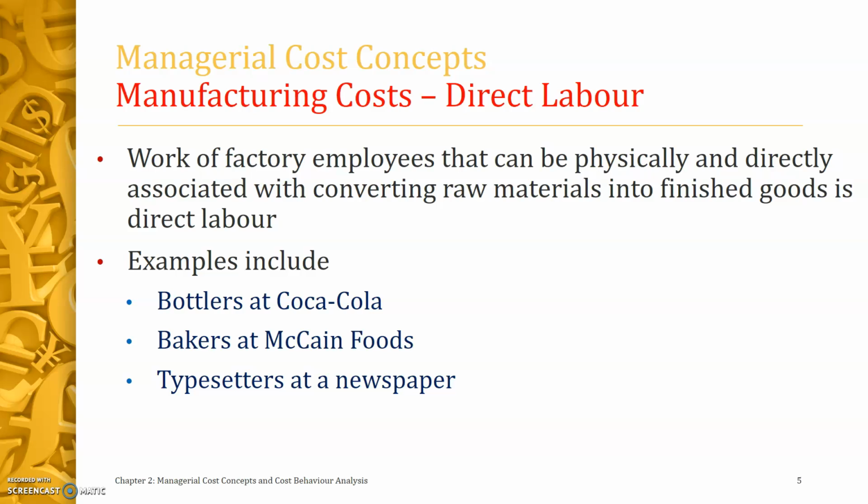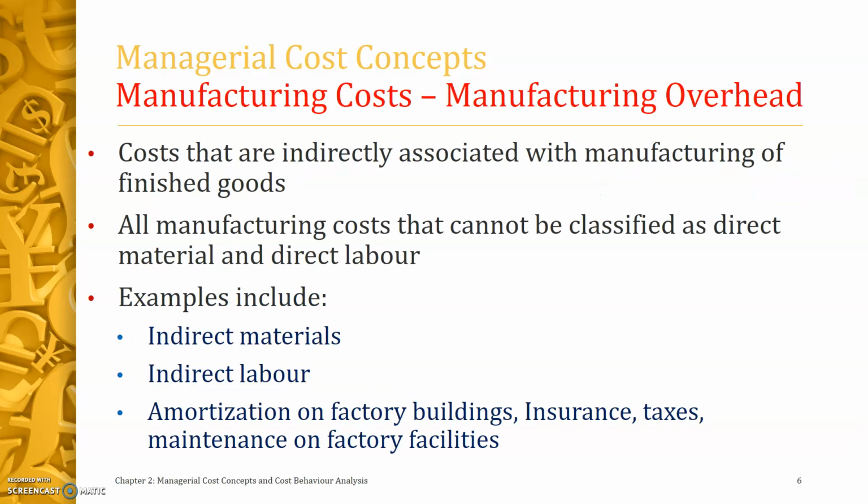The second class in the three classes of manufacturing costs is direct labor. The work of factory employees that can be physically and directly associated with converting raw materials into finished goods is direct labor. Bottlers at Coca-Cola plants, bakers at McCain Foods, and typesetters at a newspaper press. These are all examples of direct labor.